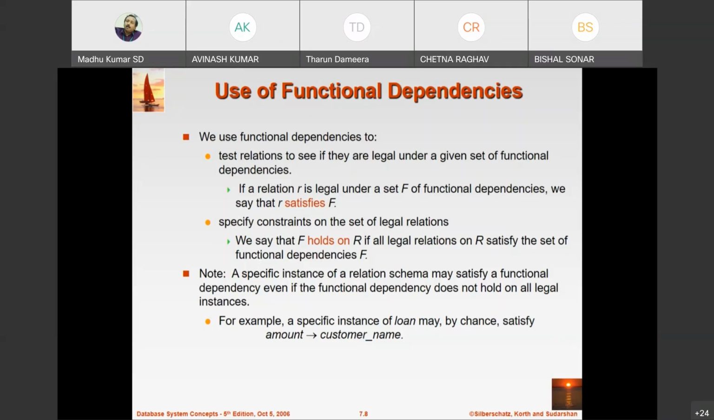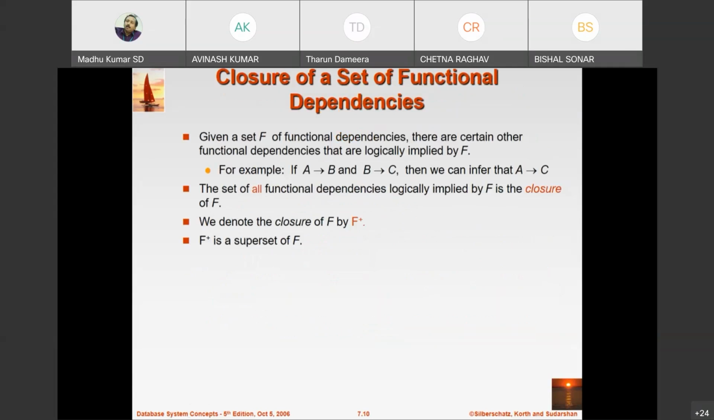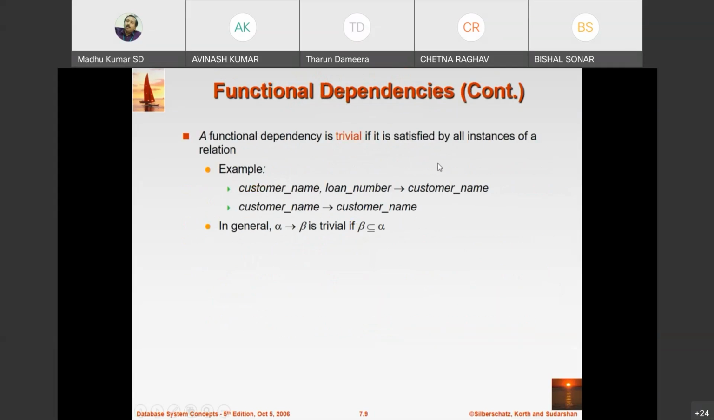So there are legal instances of a relation schema, and that is actually decided by the functional dependencies. From the given set of functional dependencies, we can derive many additional functional dependencies. They are called derived functional dependencies. So you have functional dependencies and derived functional dependencies, or the closure set of functional dependencies.